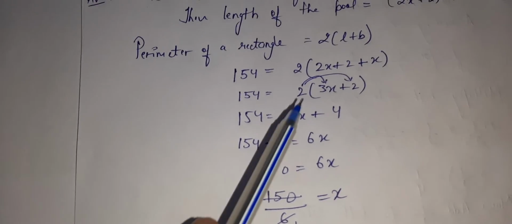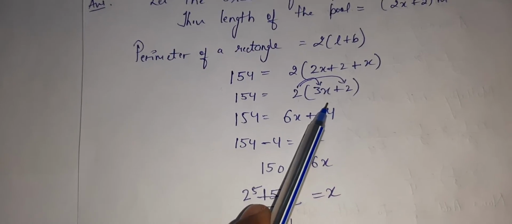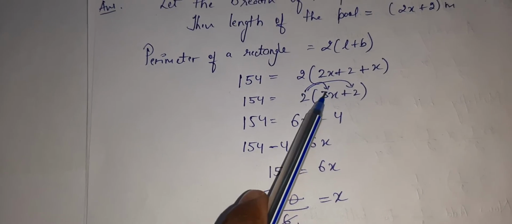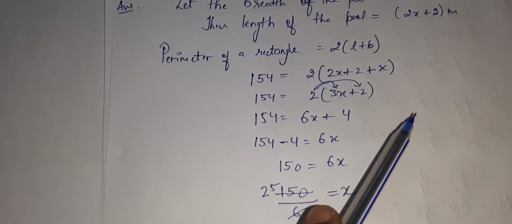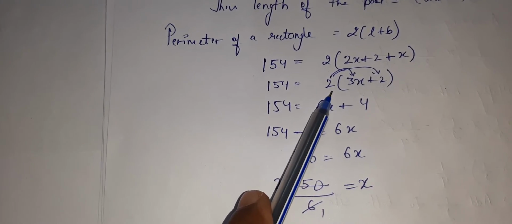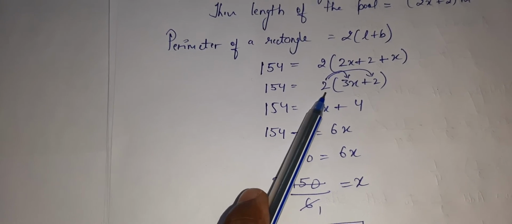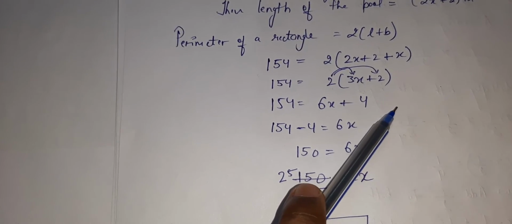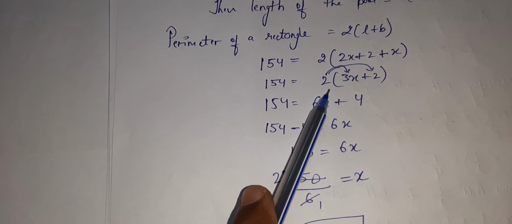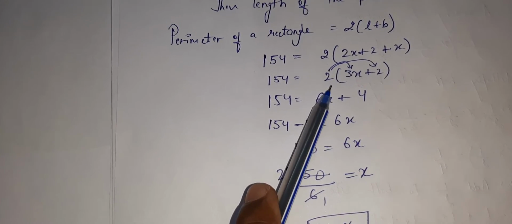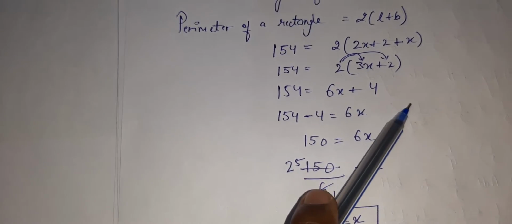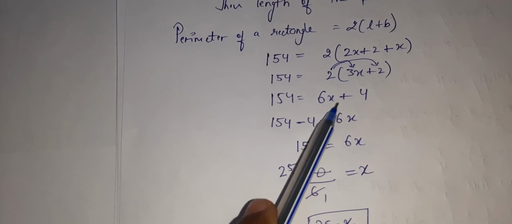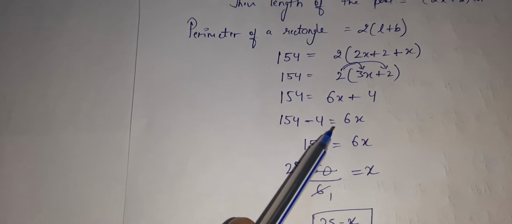Okay. Now multiply this: 2x plus x is 3x, plus 2. Multiply this 2 inside. Multiply with this also. Remember, if any number is written outside the bracket, we have to multiply that particular number with all the numbers inside the bracket. 2 threes are 6x, 2 twos are 4. I have brought the 4 here.